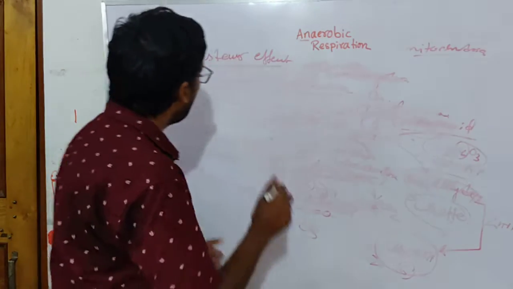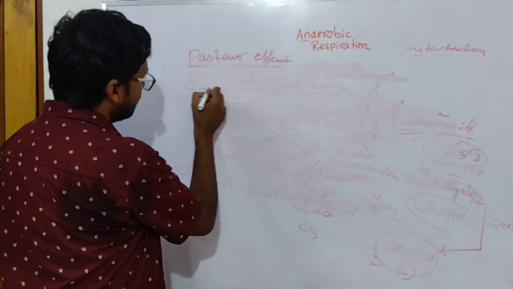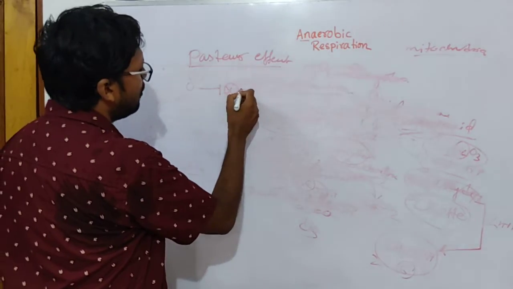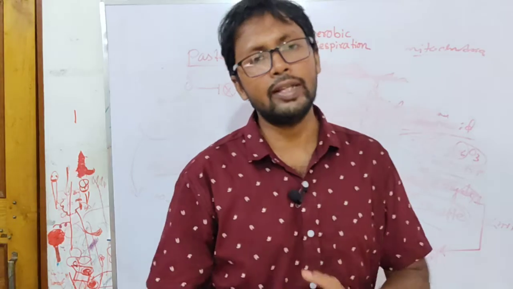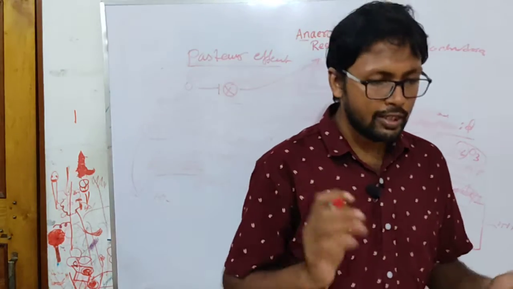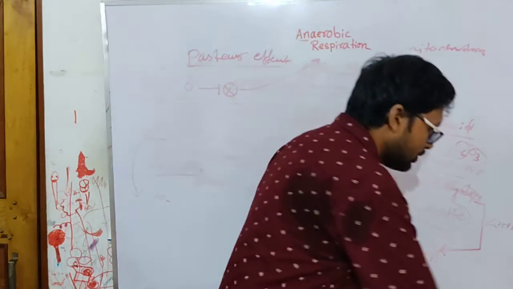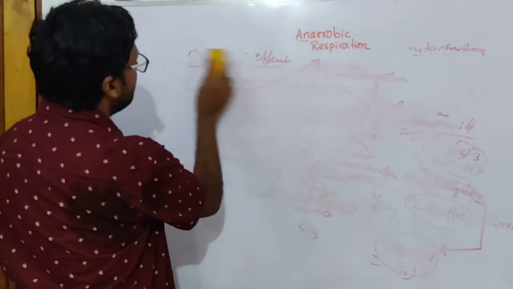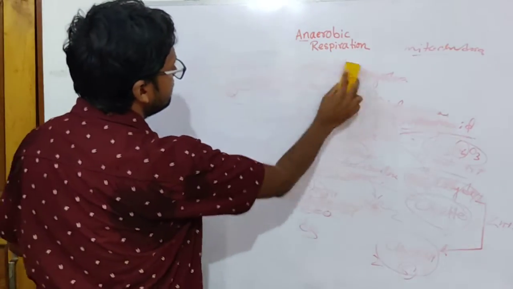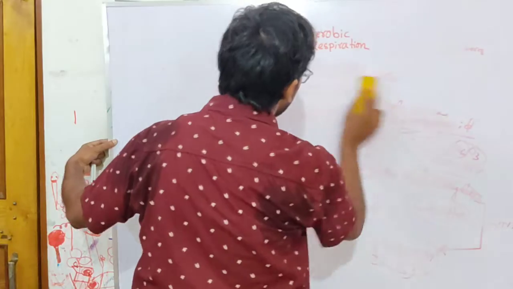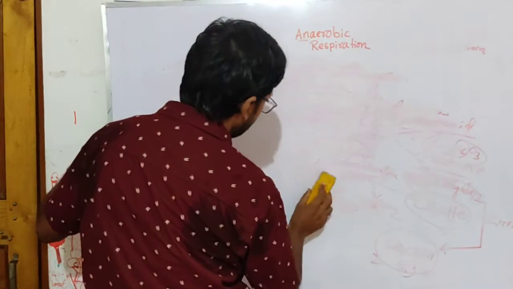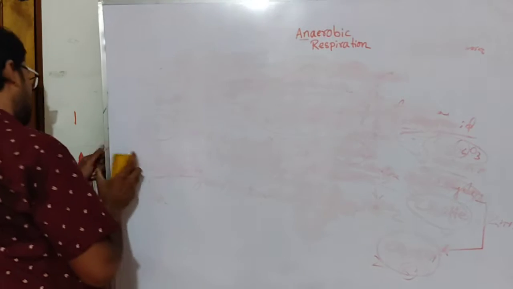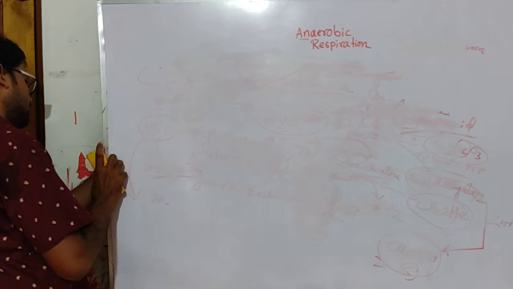So oxygen is a great inhibitor of anaerobic respiration. So oxygen क्या होता है? Great inhibitor of anaerobic respiration. It is an important thing. So this is called Pasteur effect. Pasteur effect आता है exam में. This is a very important. Now we will discuss about the respiratory quotient.